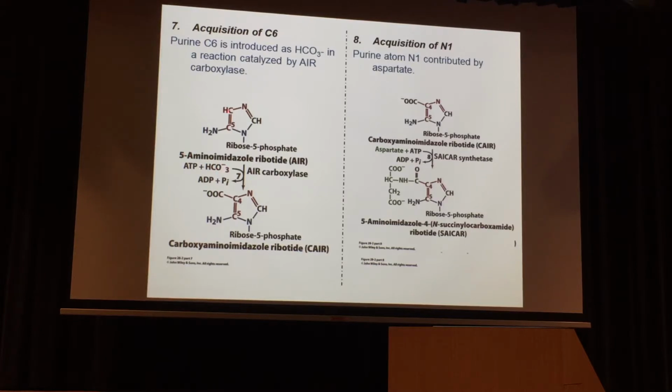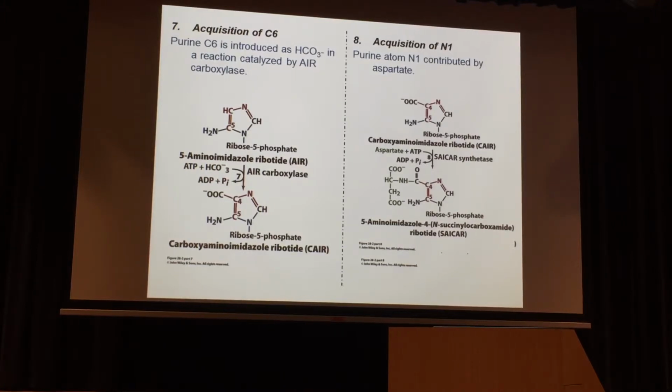Alright, the bicarb can be added to a double C bond over here, in the reaction called carboxylase. Because the COO minus group is added to a carbon group, it's called a carboxylation reaction, and the enzyme is a carboxylase. AIR carboxylase adds COO minus from the bicarb group. And we mentioned this is the same bicarb, right?